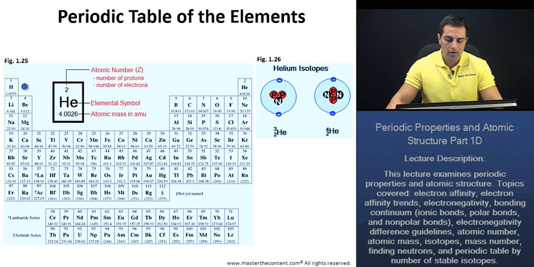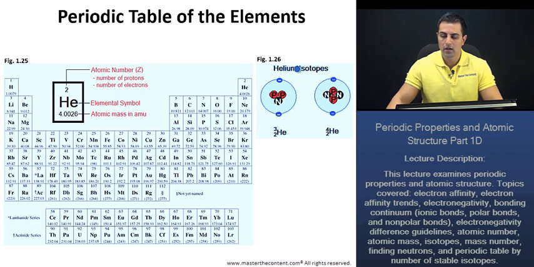For example, not all hydrogen atoms or all helium atoms or all carbon atoms are going to have the exact same mass. The reason being, if we come over here to figure 1.26, atoms of the same element differ in their atomic mass by the number of neutrons that they contain within their nuclei. Thus, atoms of the same element that have differing atomic masses, meaning different numbers of neutrons in their nuclei, are what are known as isotopes.